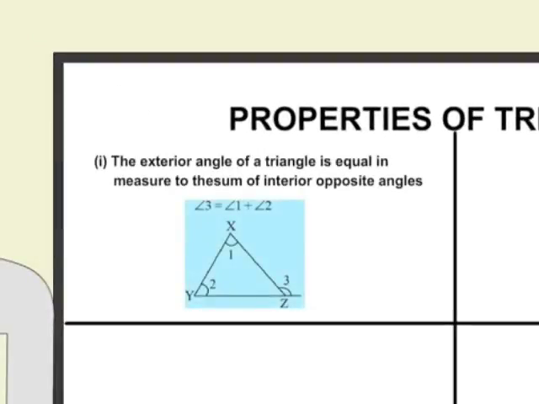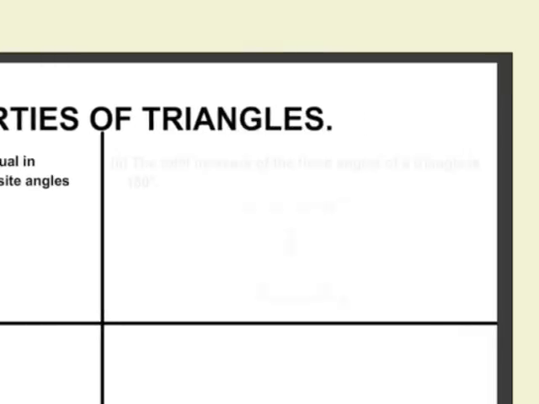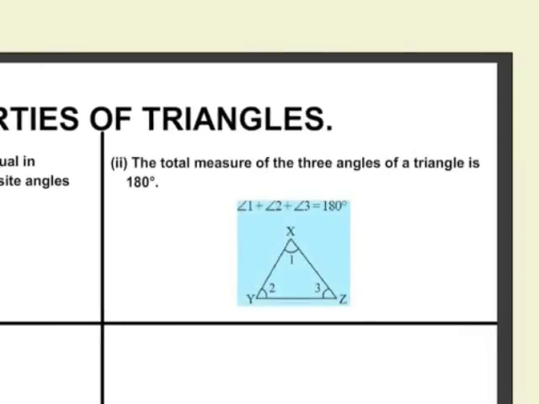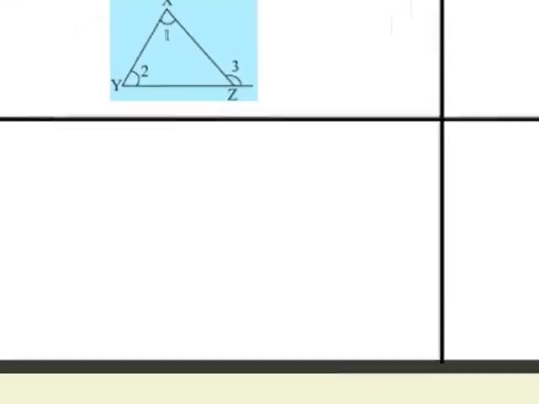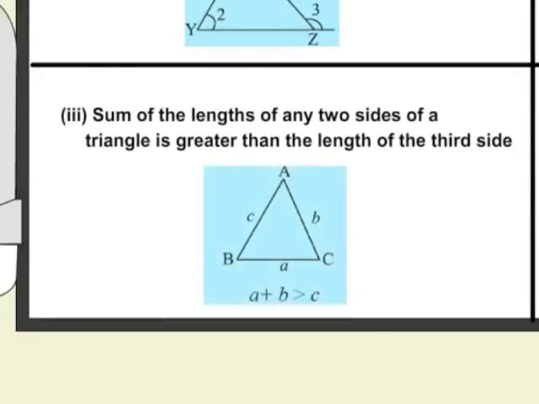The exterior angle of a triangle is equal in measure to the sum of interior opposite angles. The total measure of the three angles of a triangle is 180 degrees. Sum of the lengths of any two sides of a triangle is greater than the length of the third side.